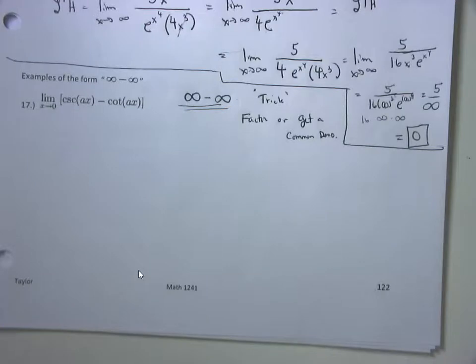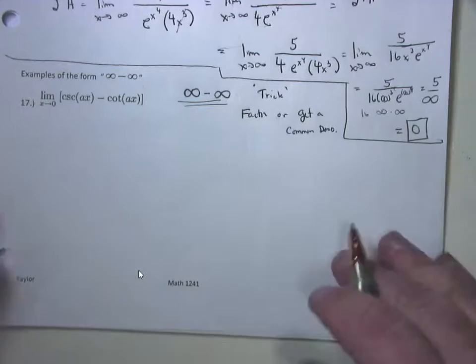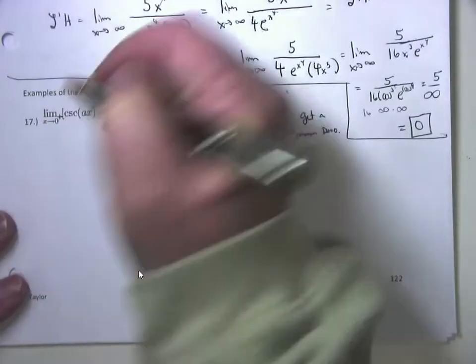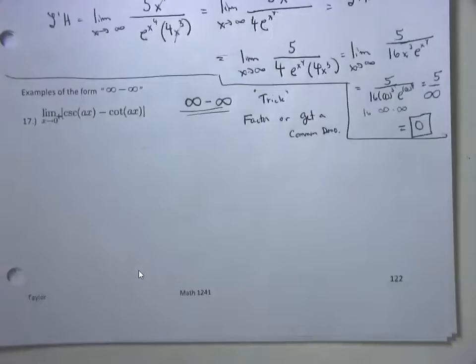So let's take a look at this one. And I'm going to do the same thing as what I did on the first one. I want you to take the limit as x approaches 0, and I want to make it easy for myself. So I'm going to approach 0 on the plus side, so I can actually describe what's exactly going on here. Of the cosecant of ax minus the cotangent of ax.